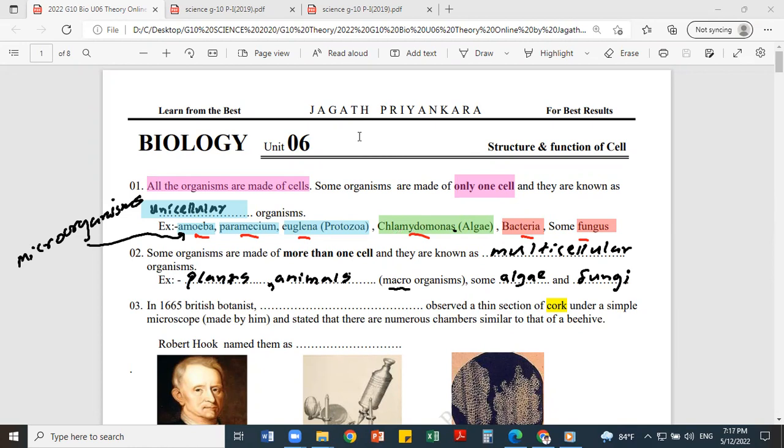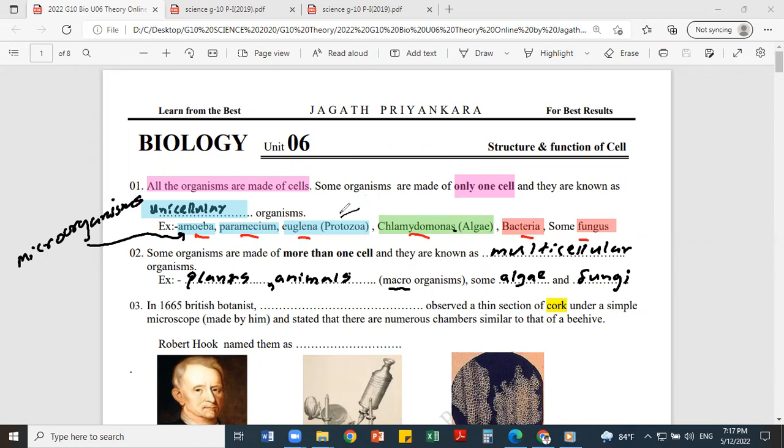Chlamydomonas is a unicellular alga, photosynthetic, found in water, completely aquatic. It can produce its own food, so it is autotrophic. And under protozoa, Euglena is also photosynthetic. If you label the photosynthetic organisms separately, Euglena and Chlamydomonas are both photosynthetic. That means they are autotrophic organisms. They can produce their own food by photosynthesis.